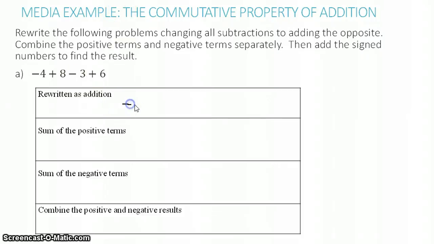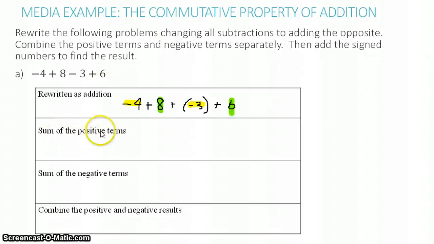So we have -4 plus 8. Instead of -3, we're going to use plus -3. And then we have plus 6. Now let's highlight our negative numbers in one color and our positive numbers in another color.